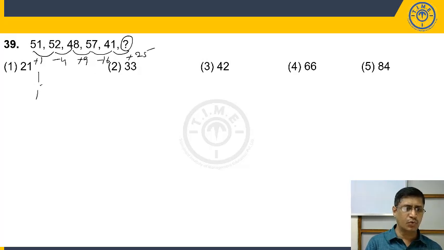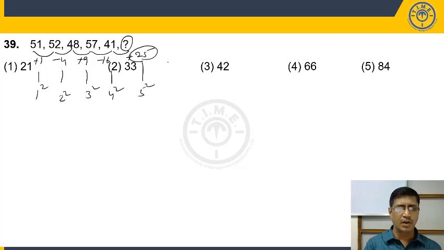1 is nothing but 1 square. 4 means it is 2 square. Next 3 square, 4 square, 5 square. So what is the value of 5 square? 25. Just add 25. By adding 25, we get 66 as the value. The next number is 66. Mark the choice option 4. Okay.